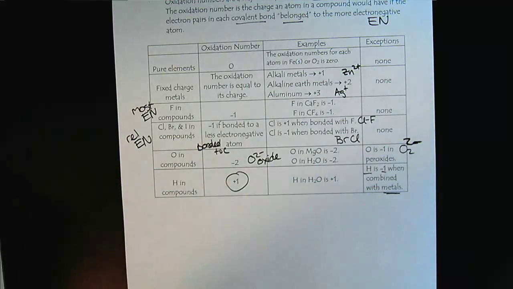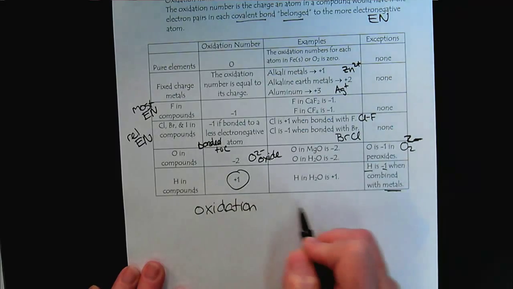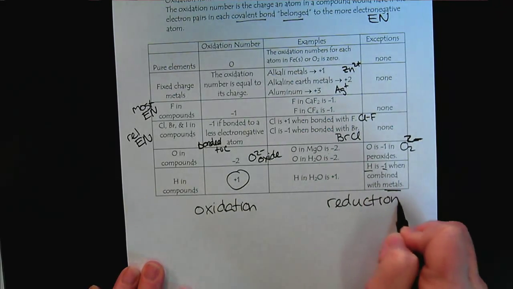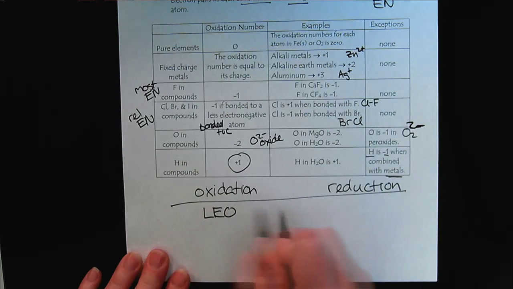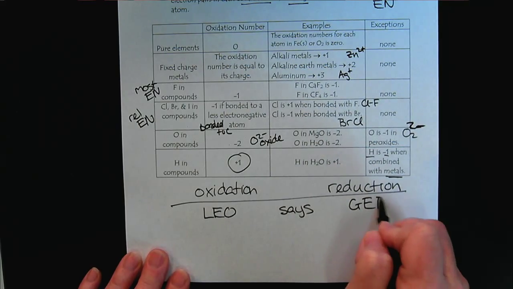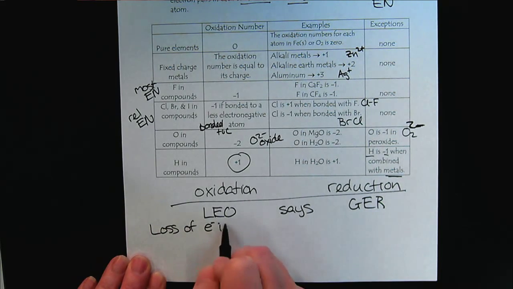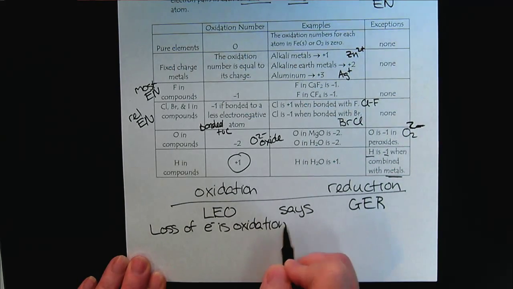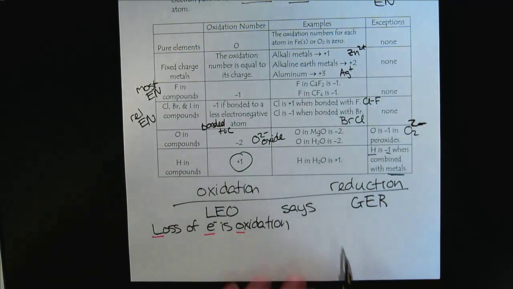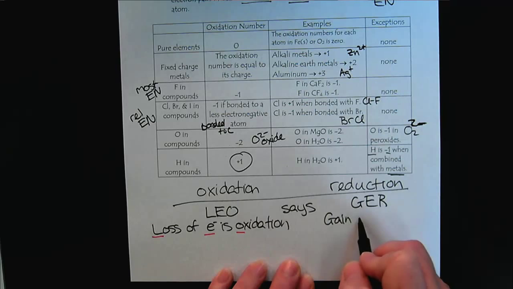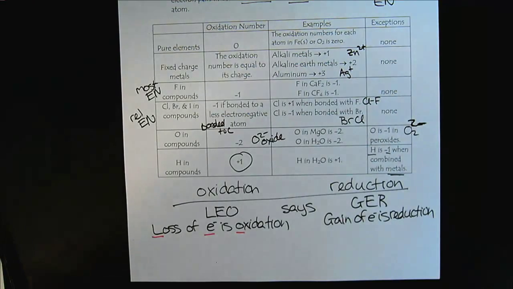Alrighty, so now that we know how to assign oxidation numbers, we can look at the definition of oxidation and reduction that is most helpful when looking at inorganic reactions. There's a saying that can be helpful, and it's LEO says GER. So what's this about? LEO: loss of electrons is oxidation. There's our LEO. And then the GER, you can see where this is going: gain of electrons is reduction. So there's our GER.